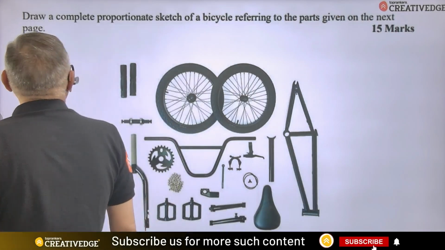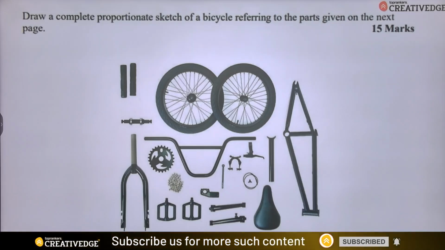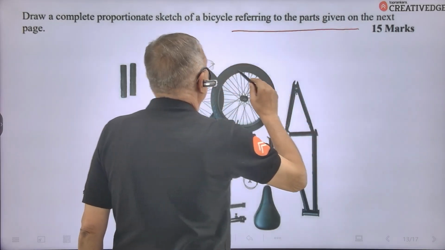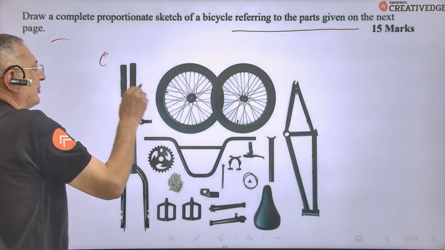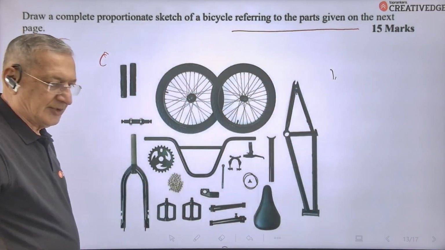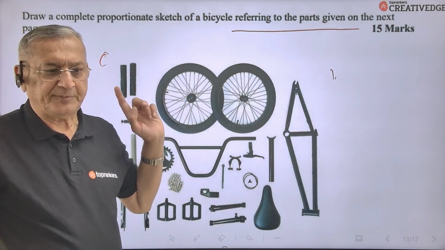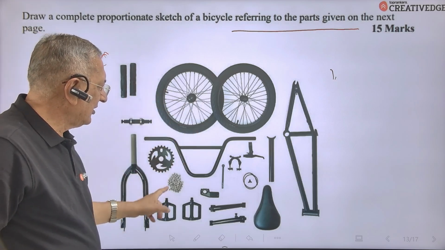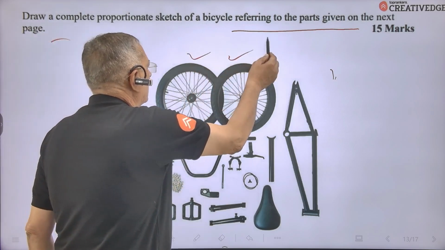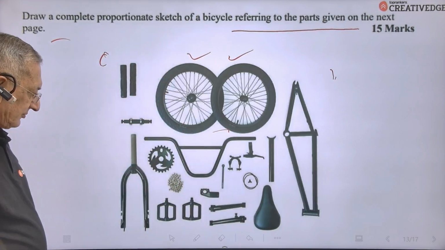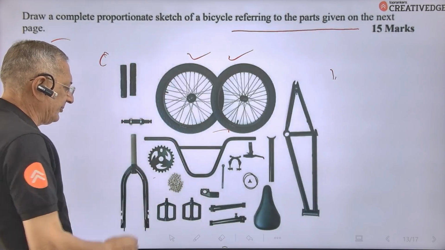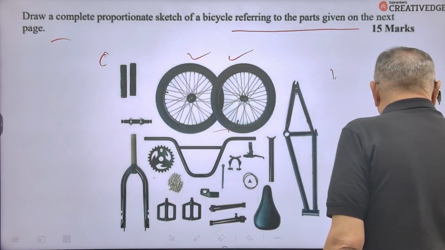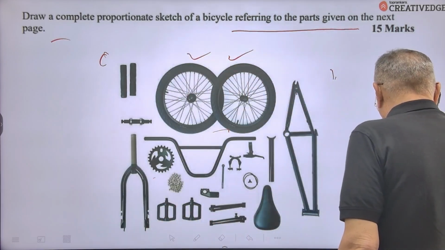Next question. Draw a complete proportionate sketch of a bicycle, referring to the parts given on the next page. So this has been taken from the next page. Friends, these are very tricky questions. You are supposed to recognize all the parts. Now, tube, tire, and wheel can be recognized. What about the others? So in the solution, I'm going to reveal to you how to go about such questions.